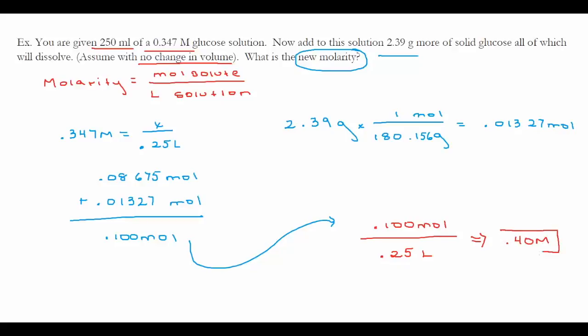Notice what this problem had you do was recognize, all right, if I have the molarity and the volume, I can figure out how many moles of my solute, of my solid I have. Then I'm going to add more solid to this to find the new total number of moles, and then I can take that and divide it by the original volume, since volume doesn't change, and that gives me my new concentration. Notice my new concentration is 0.40, while it used to be 0.347, which makes sense because my solution is becoming more concentrated.